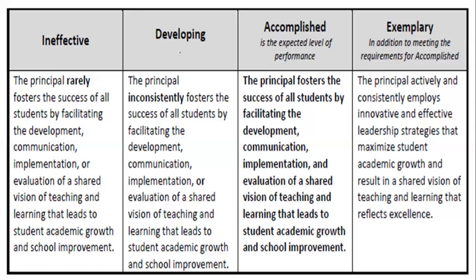And when the principal fosters the success of all students by facilitating development, communication, implementation, and evaluation of a shared vision of teaching and learning that leads to students' academic growth and school improvement, then he can be put in the category of accomplished. This is the expected level of performance. He is meeting the expected level of performance. And if the principal actively and consistently employs innovative and effective leadership strategies that maximize students' academic growth and result in a shared vision of teaching and learning that reflects excellence, then he can be placed in the category of exemplary. In addition to meeting the requirements for accomplished, meaning the expected level of performance, he has completed that, and now he goes beyond that and works in an even better way.